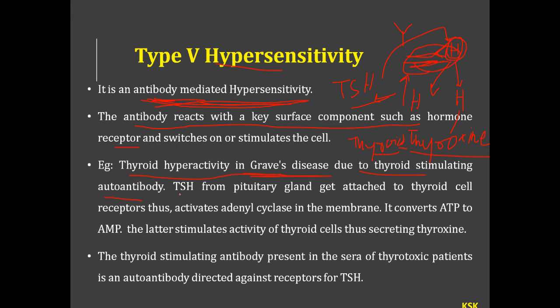See, the thyroid stimulating hormone from the pituitary gland attaches to the thyroid cell receptor and activates adenyl cyclase in the membrane. It converts ATP to cAMP and stimulates the activity of thyroid cells, thus secreting. What is it secreting? It is secreting thyroxine. Because of the increase in the levels of thyroxine, it leads to the thyroid disease. This is regarding the type 5 hypersensitivity reactions.